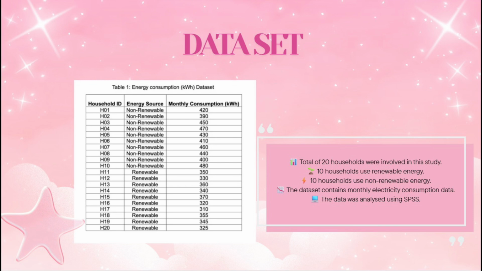To analyze the data, we use the independent sample t-test. This statistical test is appropriate because we are comparing the mean of two independent groups, namely renewable and non-renewable energy users. In this study, we use a significance level of 0.05 to determine whether the result is statistically significant. Next, I will pass the presentation to our second presenter for the Excel demonstration and data analysis process.